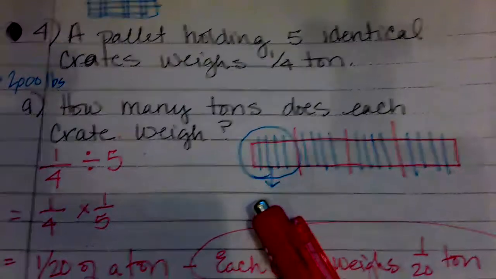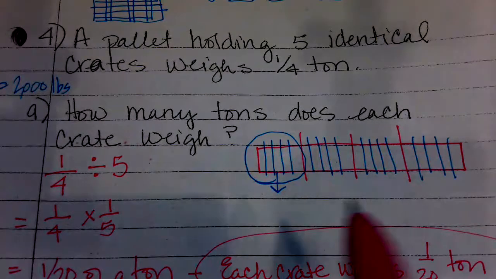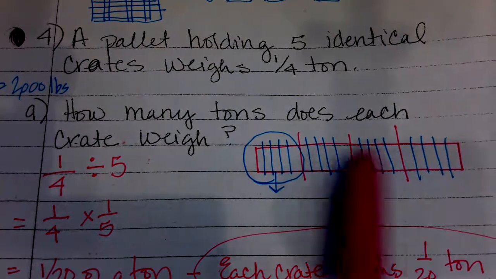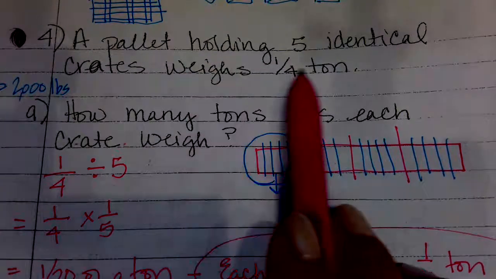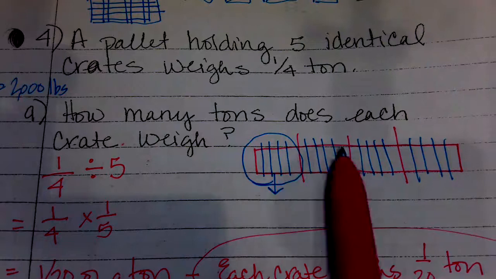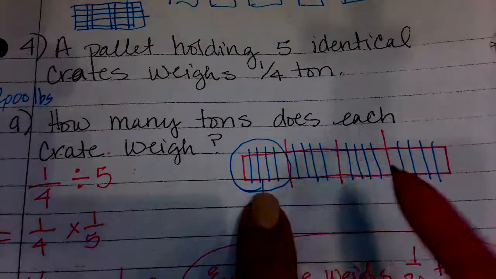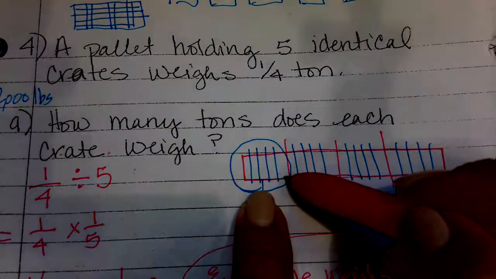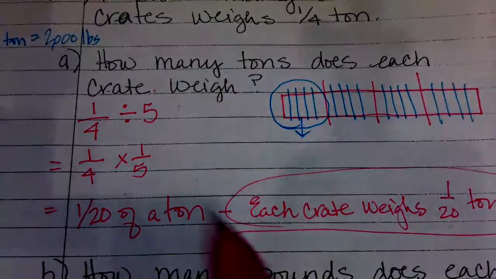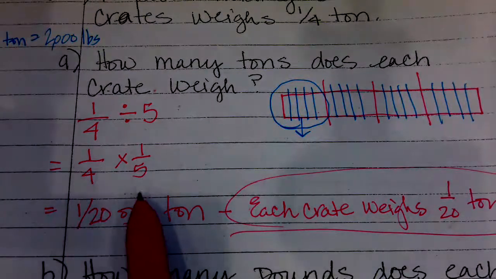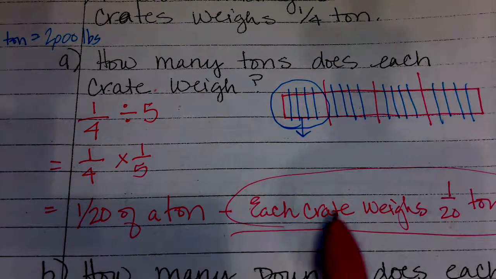All right, so here's my tape diagram. I have a pallet holding 5 identical crates, weighs 1/4 of a ton. So I have 1, 2, 3, 4. 1/4 cut into 5 identical crates, right? So 1/4 divided by 5 is 1/4 times 1/5, 1/20th of a ton. Each crate weighs 1/20th of a ton.